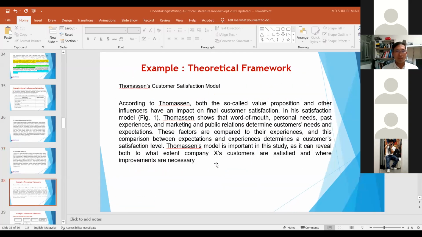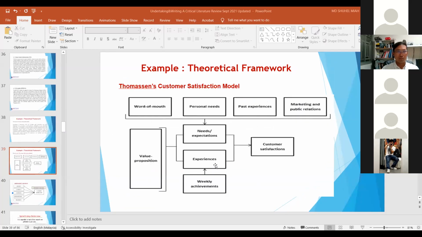So once you have done identifying these, then you need to find your theoretical framework. How does it look? Let me show you. This is a kind of theoretical framework. A theoretical framework is already established and published by other researchers, so you cannot create a new one.